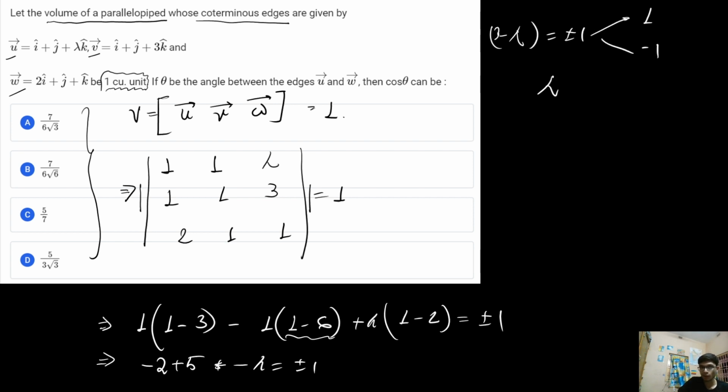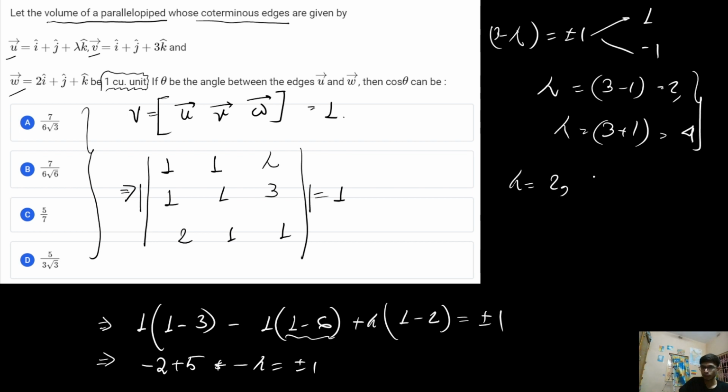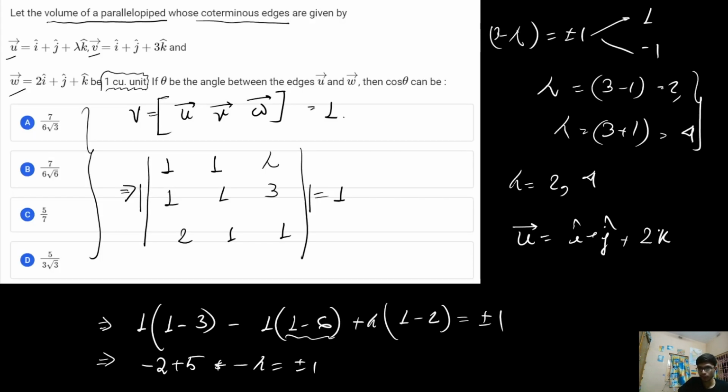So from here the value of lambda can be equal to 3 minus 1, that is basically 2, or the value of lambda can be 3 plus 1, that is equal to 4. So the two possible values of lambda are possible. So from there I can write the u vector as i cap plus j cap, okay, i cap plus j cap plus 2 times k cap.